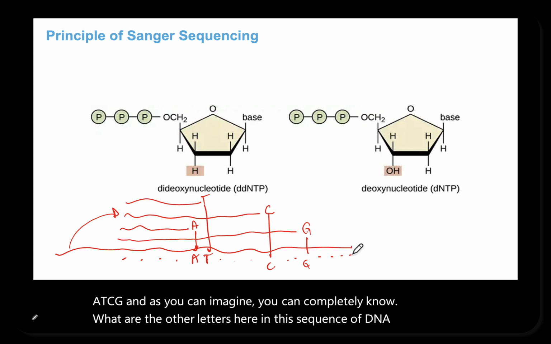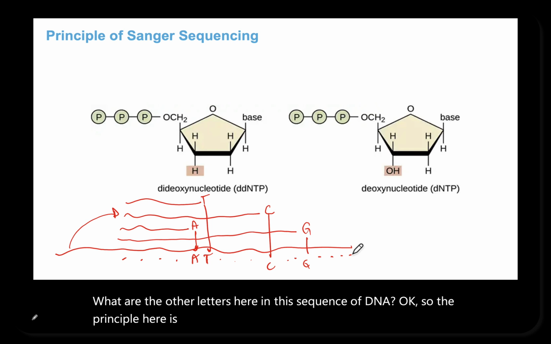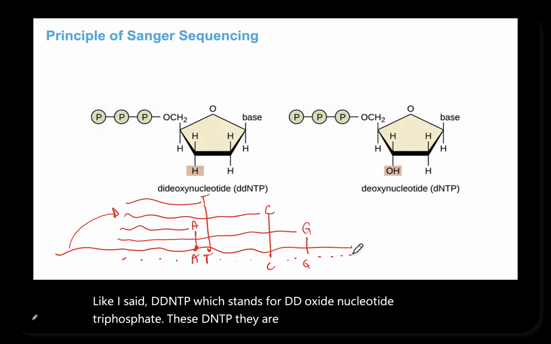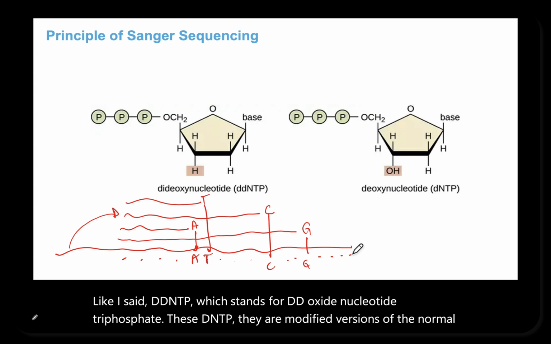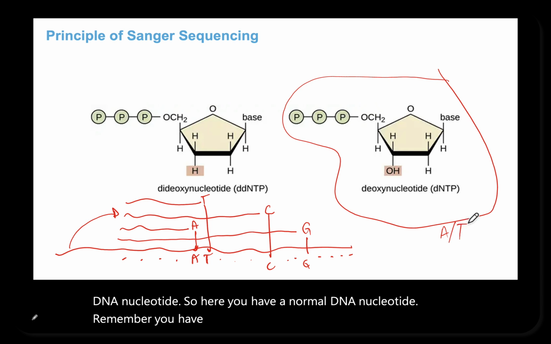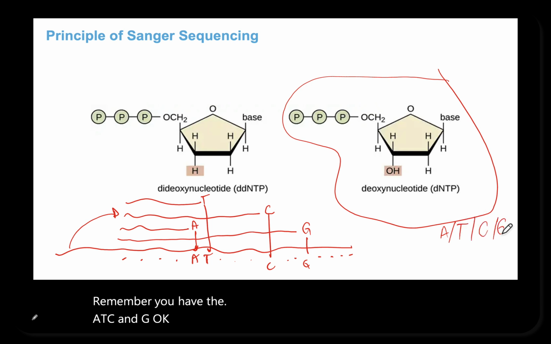Okay? So the principle here is using this, like I said, ddNTP, which stands for dideoxynucleotide triphosphate. These ddNTPs are modified versions of the normal DNA nucleotide. So here you have a normal DNA nucleotide. Remember, you have the A, T, C, and G. Normally, on their carbon 3 they have the hydroxyl group.